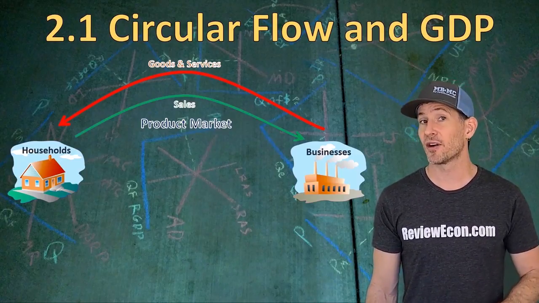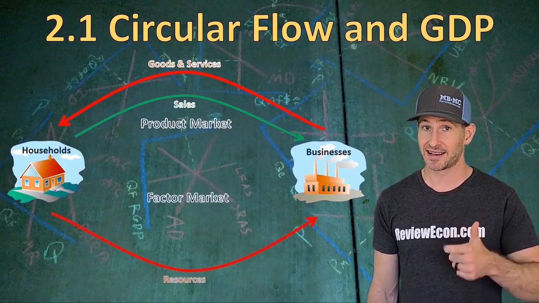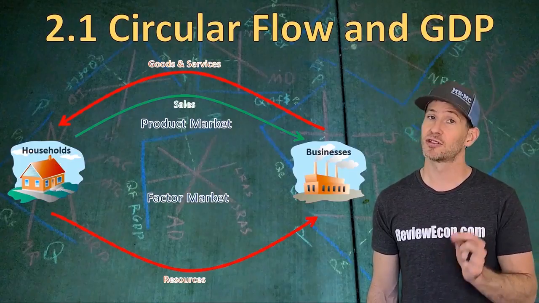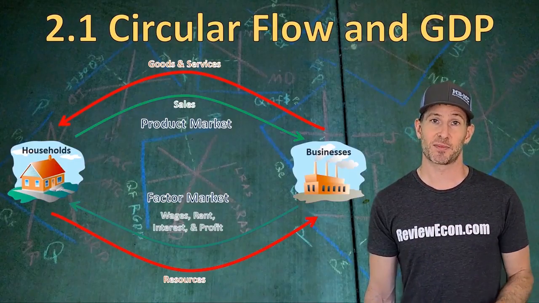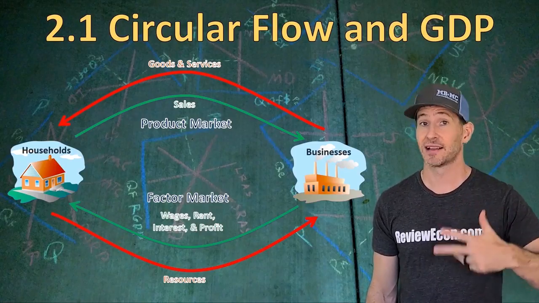We also have another market that's called the factor market. In the factor market, resources, land, labor, capital, and entrepreneurship are going from the households to the businesses. And businesses are providing those households with wages, interest, rent, and profit.